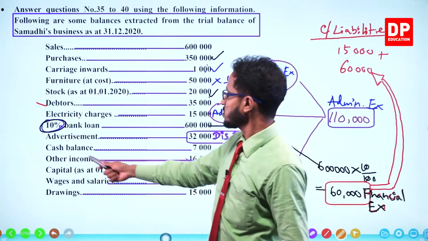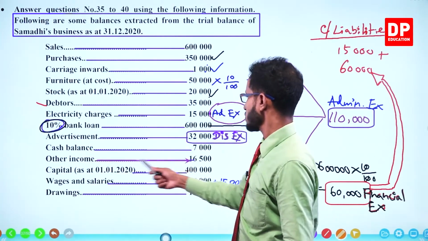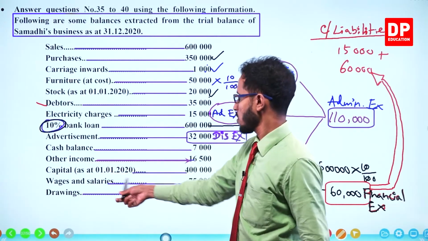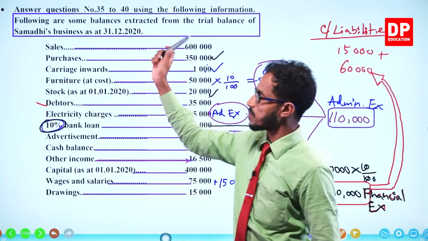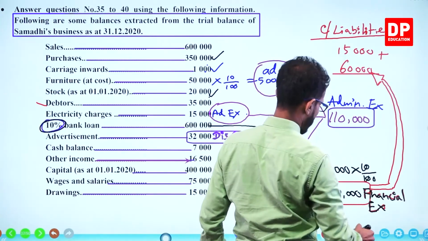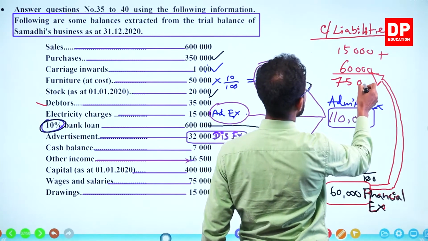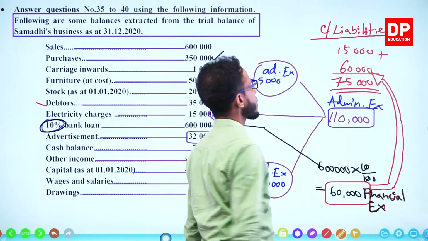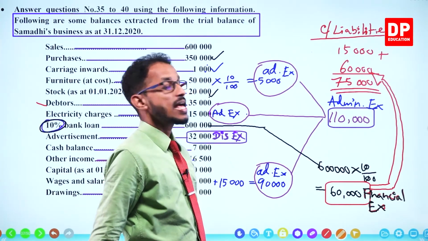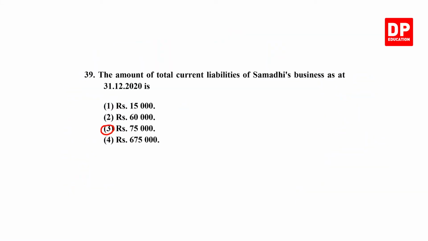Then we have creditors. No creditors. Addition of these two can be taken. 75,000 is the total current liability. There you go, 75,000.